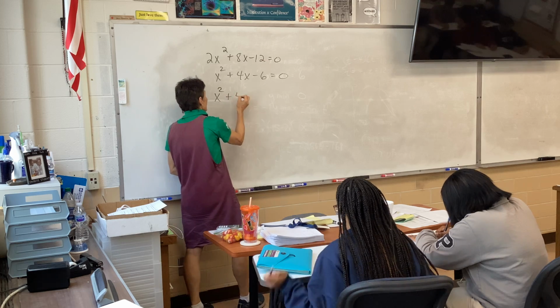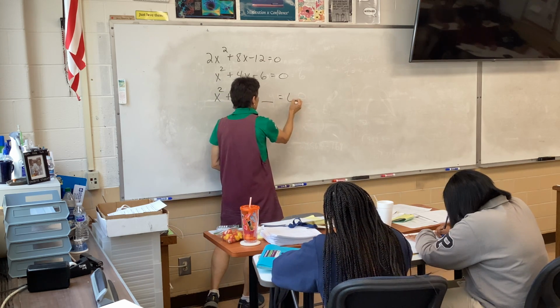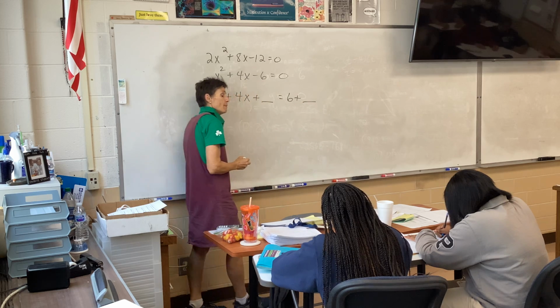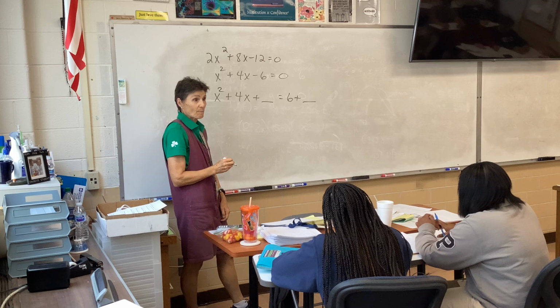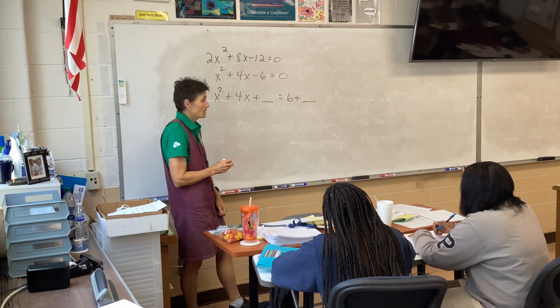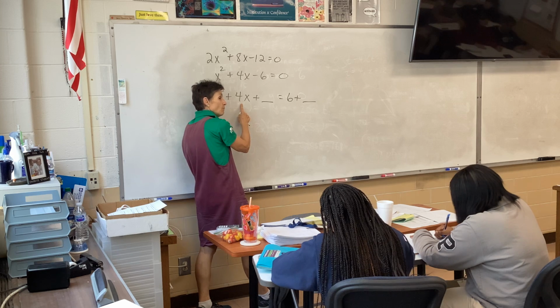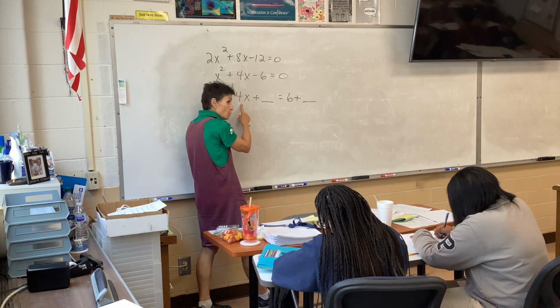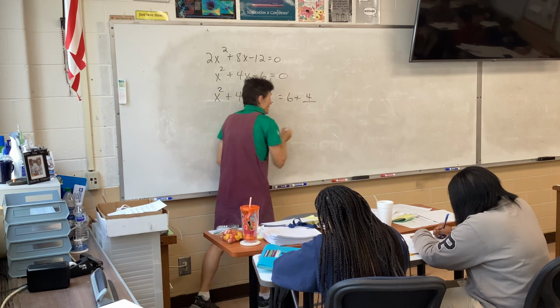X squared plus 4x. And I'm going to go ahead and be proactive and leave a little space in here because I know that my next step is to find a special number to fill in. So how do I find that special number? Half of 4 divided by 2, so that would be 2 squared, 4. So I'm going to put a 4 on both sides.